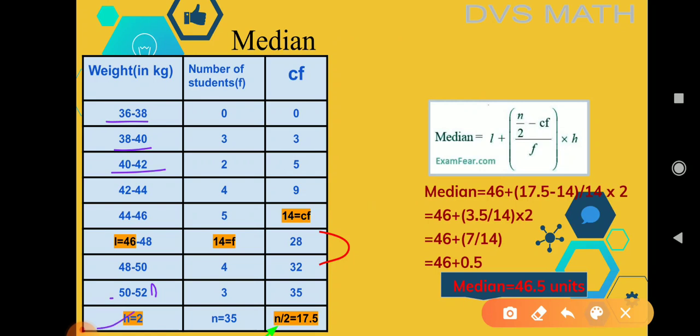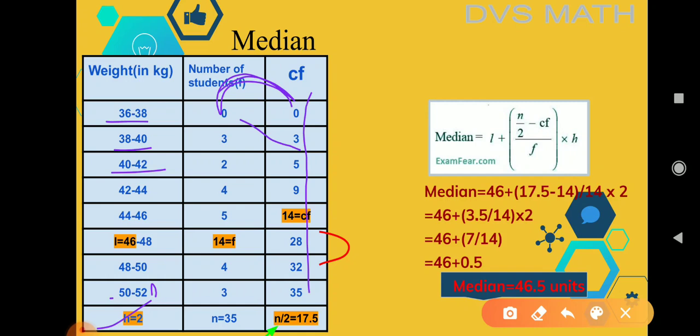The difference is 2. And observe, they did not give the frequency. Clear? They gave only the CF. So how to find the frequency? Just by subtracting. When you are finding CF, you add, right? But here it is the reverse process. So 0, you copy the same 0 here.